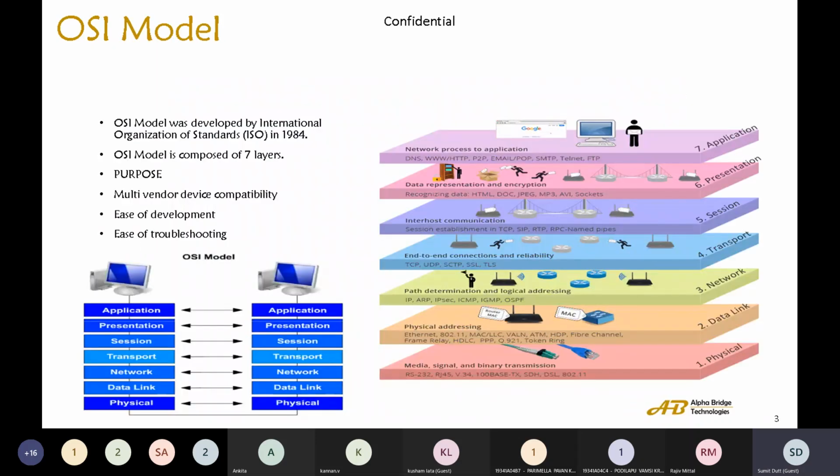So we discussed the OSI layer. I hope my screen is visible. Please acknowledge. Yes, sir, visible, sir.